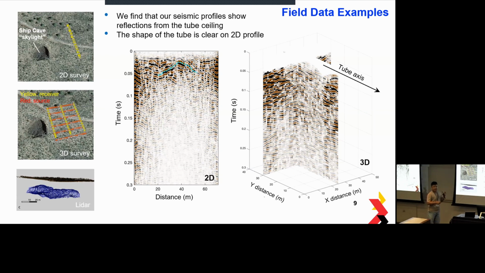On the 3D images, this is a little bit challenging to interpret because of the strong interference from the surrounding bedrock. But we can try to interpret. So this is along the tube axis. This is the reflection from the top of the tube, and this, across the tube axis, is also the reflection from the top of the tube.